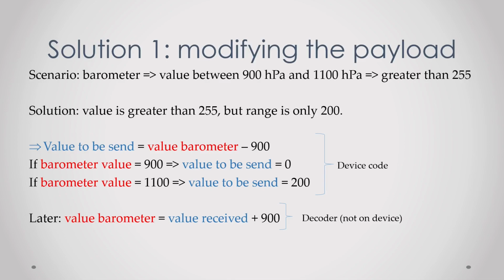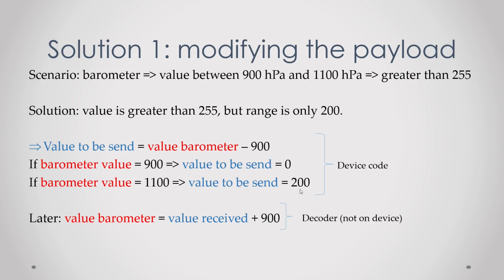So what we can do is say the value to be sent is equal to the value of the barometer minus 900. So let's say the value of the barometer is 900, then the value to be sent is 0. If the barometer value equals 1100, then the value equals 200. So 1100 minus 900 equals 200.